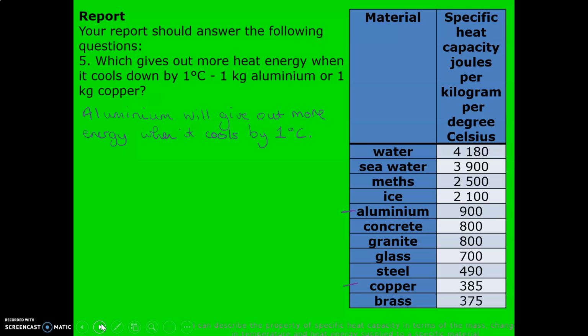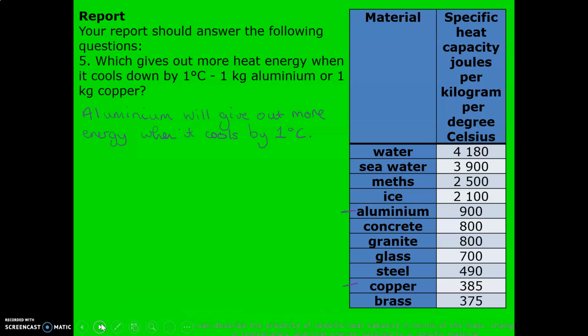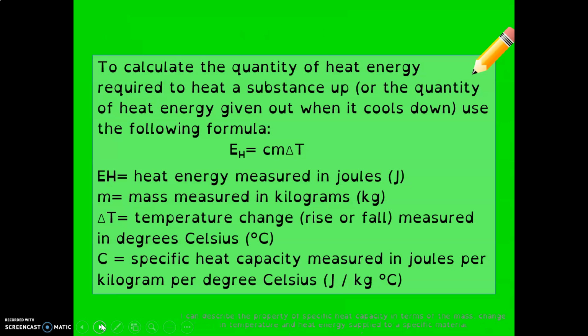So as it cools down and its temperature drops by 1 degree Celsius, it's going to give out that energy, the same amount of energy that it had to take in. So because aluminium had to take in more energy to increase its temperature, it will give that same energy back out. So it will give out more heat energy when it cools down by 1 degree compared to copper in this instance. I've got the new formula here.